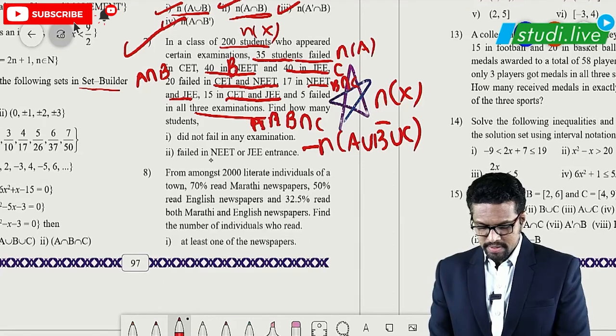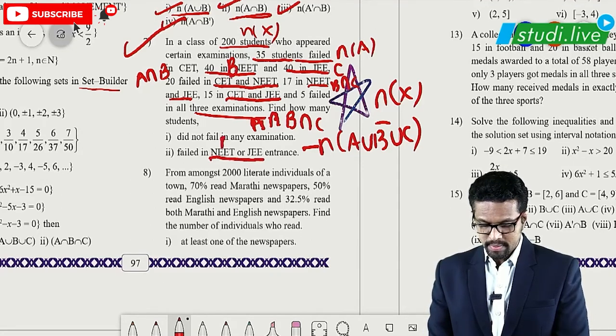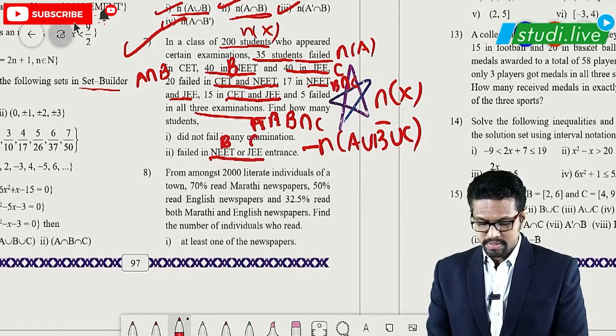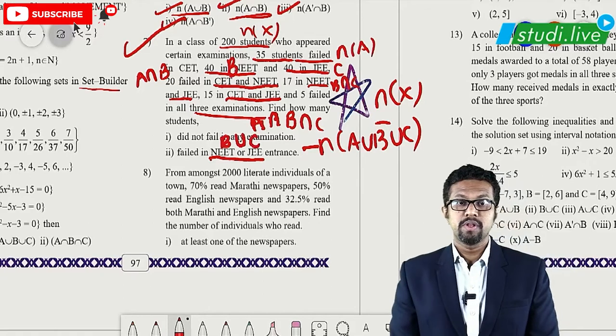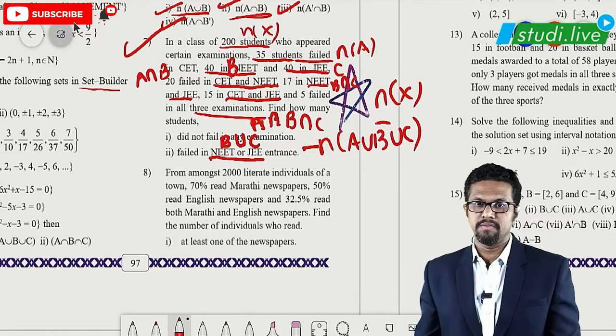The next question that we have is for NEET or JEE. So NEET was represented by B, JEE was represented by C, and this is OR, so this is B union C. So we will use the formula n of B plus n of C minus n of B intersection C, and we will get the required answer.